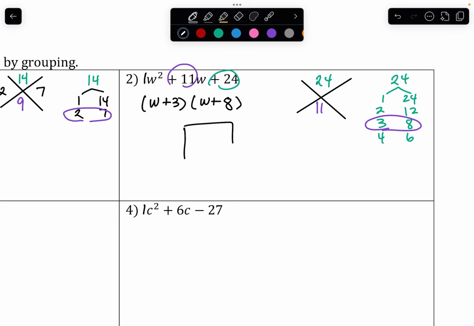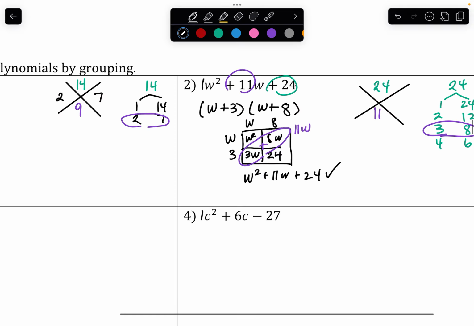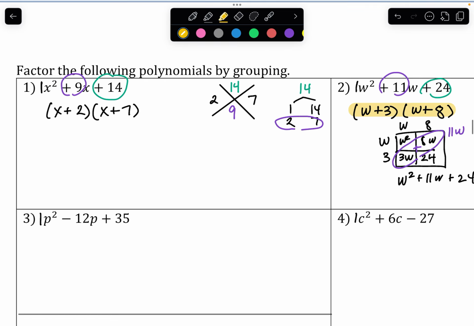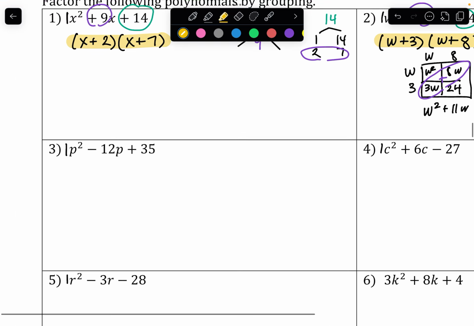And so just to show you, we can multiply this back out and test it. W plus 3 times w plus 8, w squared, 8w, 3w, 24. Add up our like terms, we get 11w in the middle. So w squared plus 11w plus 24. Okay, and so the factors are w plus 3 and w plus 8. X plus 2, x plus 7.